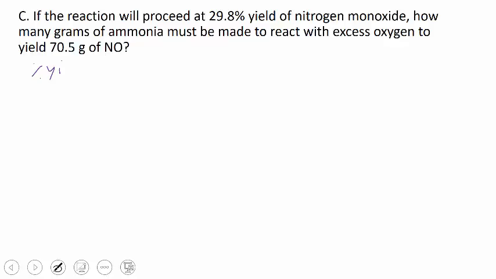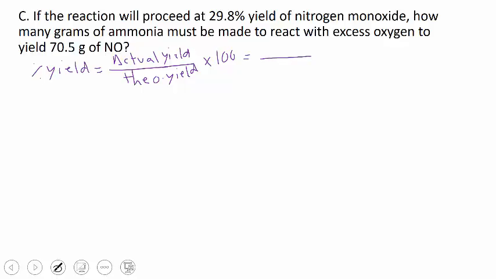So percent yield is actual yield divided by theoretical yield times 100. Now let's see what's given to us. We know that our actual yield is 70.5 grams. We don't know what the theoretical yield is, but whatever that is, when multiplied by 100, that gives us 29.8%.